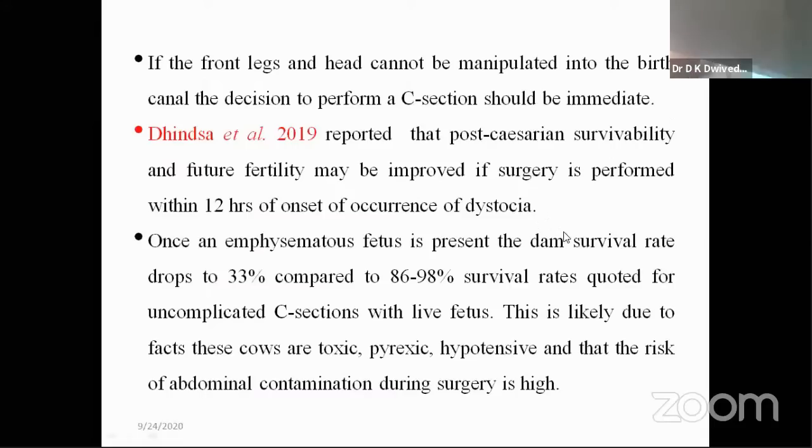Because as you delay the case, and the duration of the dystocia becomes longer, there may be chances of the cow becoming toxic, pyrexic, and hypotensive, and that leads to risk of abdominal contamination during the surgery, and your ultimate outcome will be very poor.